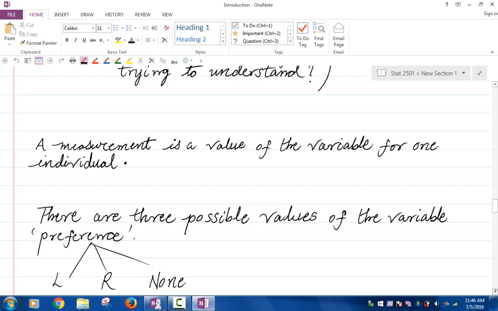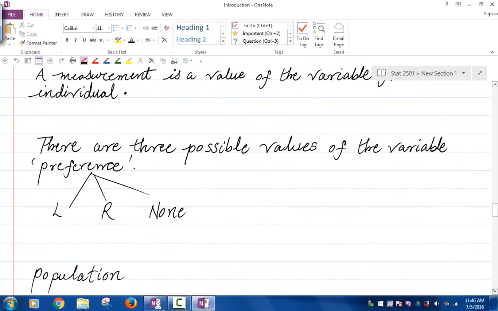So in this case, my variable, remember, is voting preference, right? And what are the values of this variable? Well, I might prefer Landon, I might prefer Roosevelt, or I might prefer none of them. So there are three possible values of this variable. Is everybody okay?